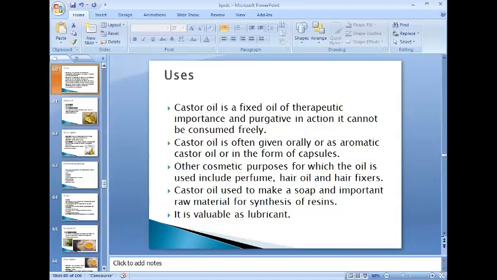Castor oil, most importantly, used as purgative and used for the constipation. Castor oil is also used as aromatic agent in cosmetic, and that include perfume, hair oil, and hair fixers. It is also used in soap manufacturing and as raw material for synthesis of resin, and it is also used as lubricant.